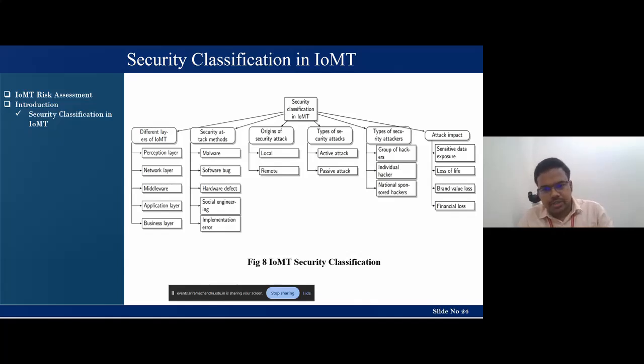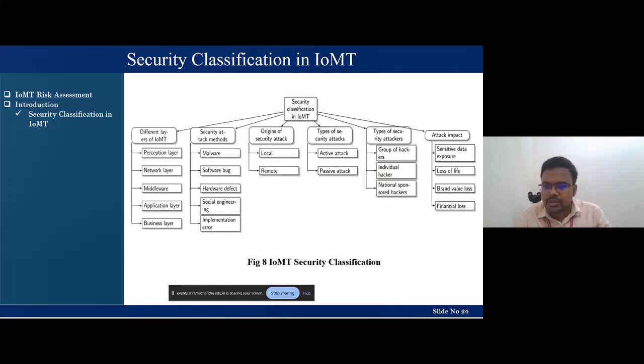Here is the classification in terms of the medical device network. When it comes to the network, there are five major layers: business layer, application layer, middleware layer, network layer, and precision layer. So we can talk from precision to business. Security attack methods have different types: malware, software bugs, hardware defects. Each and everything needs to be considered. Then the origin of the attack, whether the attack is coming from an insider or a remote place. Types of the security attack, either active or passive, as we discussed just before.